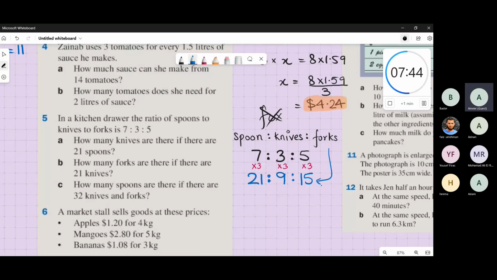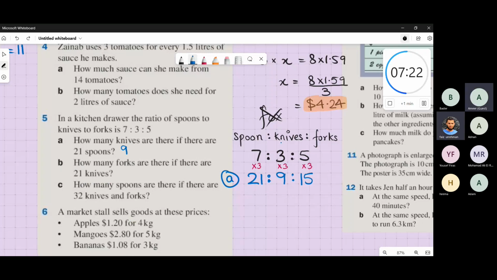So what was the question? How many knives are there? So tell me, how many knives are there? 9. 9 is the answer. Yes. Next part, this was A part. Let's do the next part. How many forks are there if there are 21 knives?